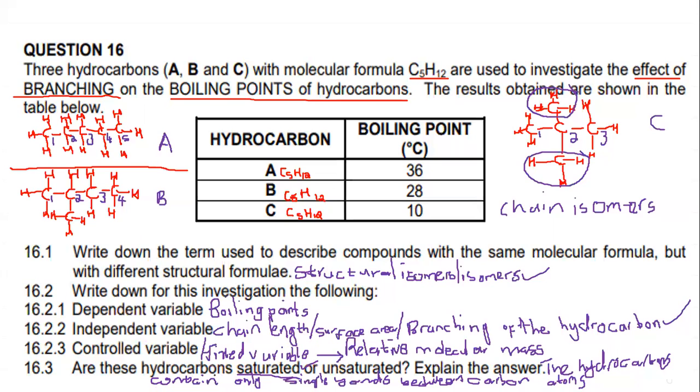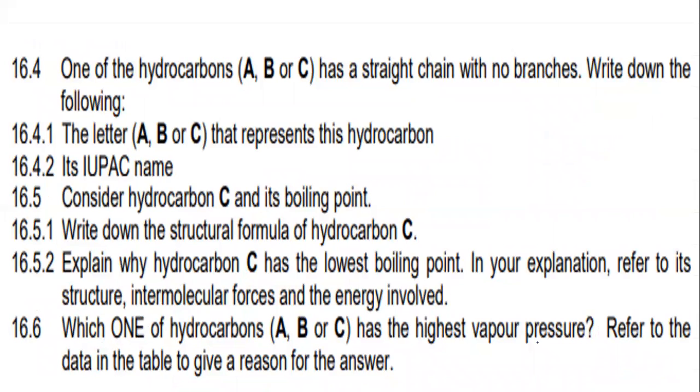Now, keywords here only. You can't just say they contain single bonds. There's still a single bond between carbon and hydrogen. Again, even alkenes have single bonds between carbon and carbon atoms, but if it is saturated, it must be only single bonds, and those single bonds must be between carbon atoms. Very much keywords, because if you just say it contains single bonds, it's not entirely true. There's still a single bond between carbon and hydrogen.